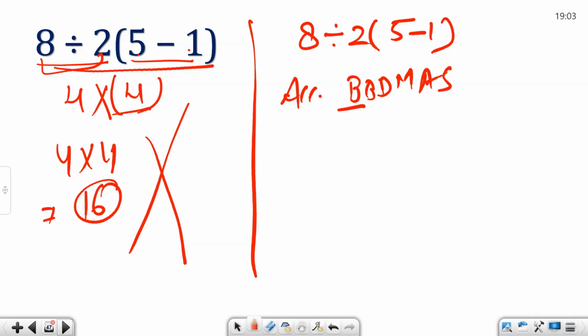First, we'll solve the brackets, then division and multiplication. Multiplication and division have the same priority. We'll check this from left to right, and after that, addition and subtraction. So first, we'll solve the brackets.